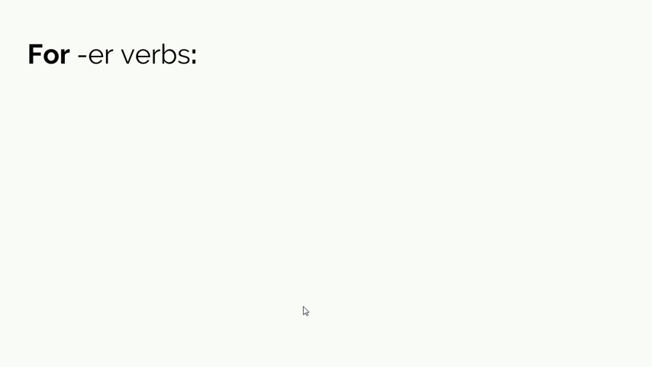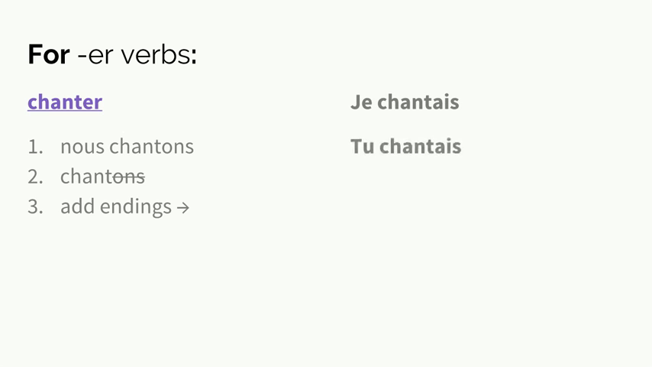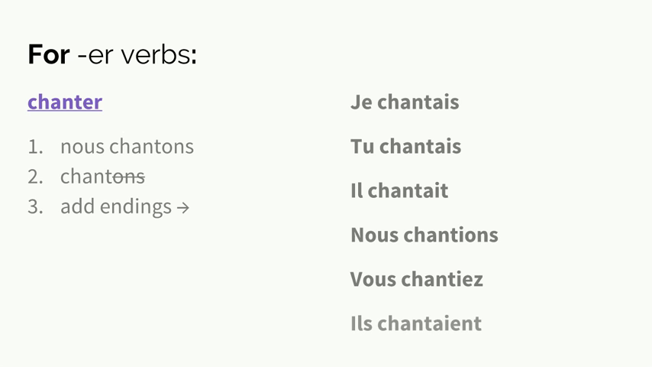So for ER verbs, for example, chanter, to sing. Step number 1, find the nous form: nous chantons. Step number 2, take off the ons to find our stem, so it would be chant. And then 3, add the appropriate endings. So we have je chantais, I used to sing. Tu chantais, you were singing. Il chantait, he would sing. Nous chantions, vous chantiez, ils chantaient.